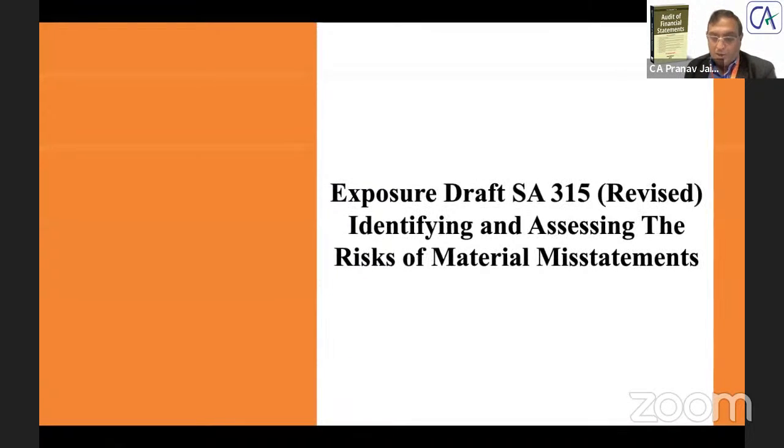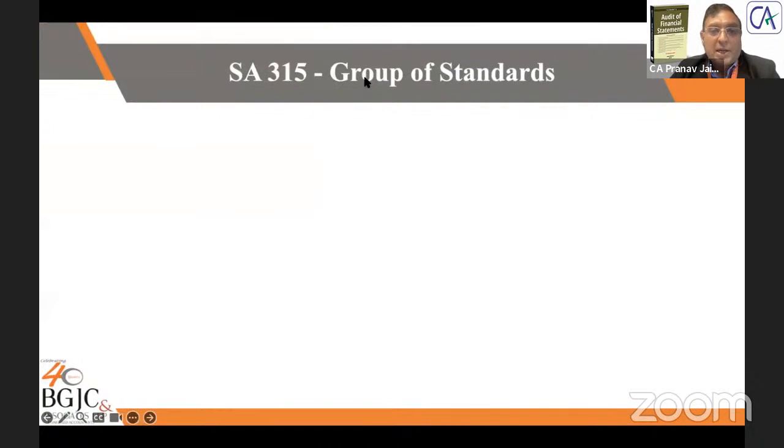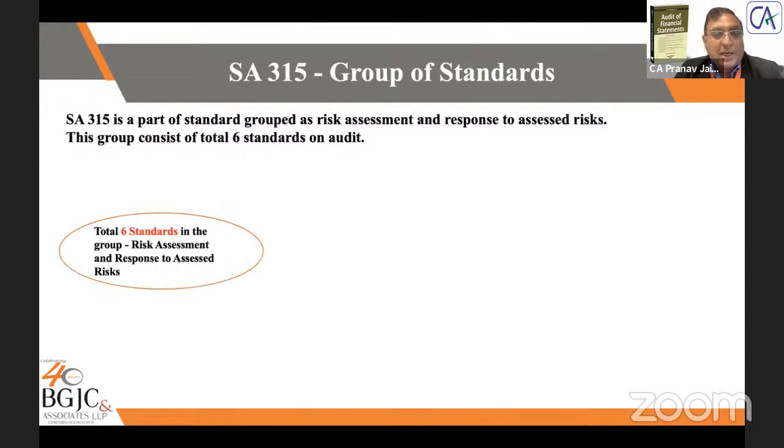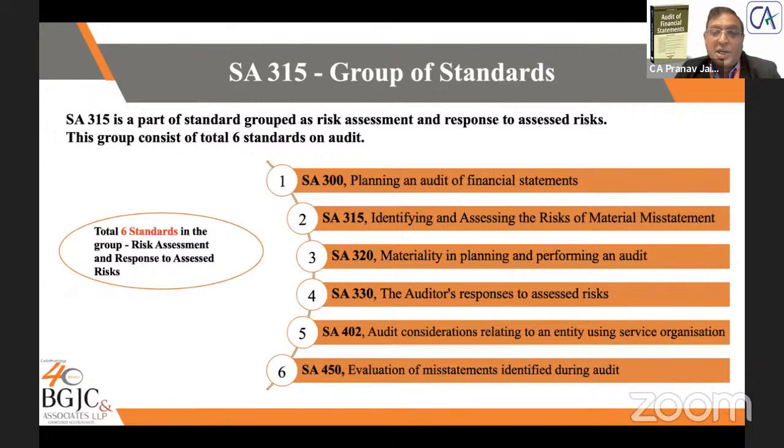So we move to the next standard, which is SA 315. Identifying and assessing the risk of material misstatement. If you look at the structure of the auditing standards, there are SA 200 series, 300 series, 400 series, 500 series, 600 series, and 700 series. So the 300 series is risk assessment and response to the assessed risk. There are a total of 6 standards in this category. So we'll quickly see SA 300, 315, 320, 330, 402, and 450.